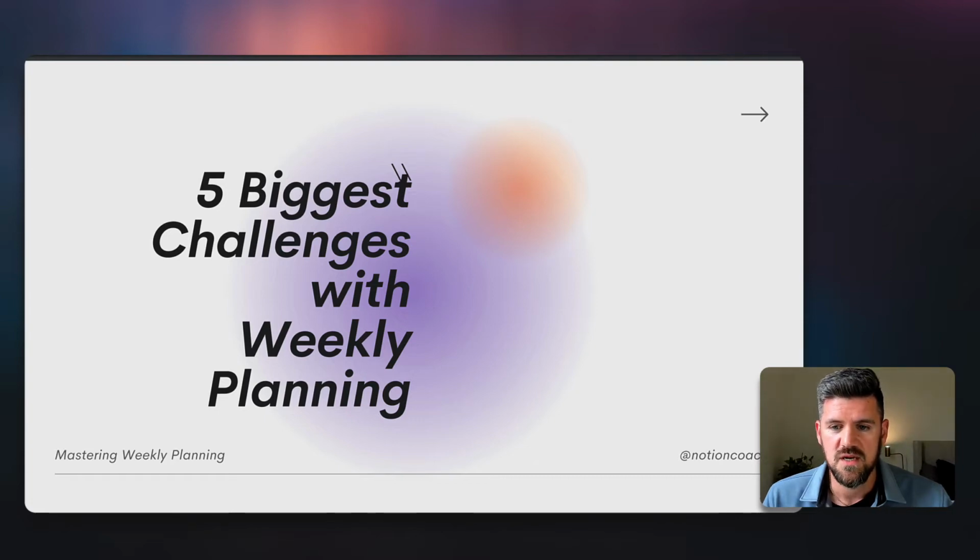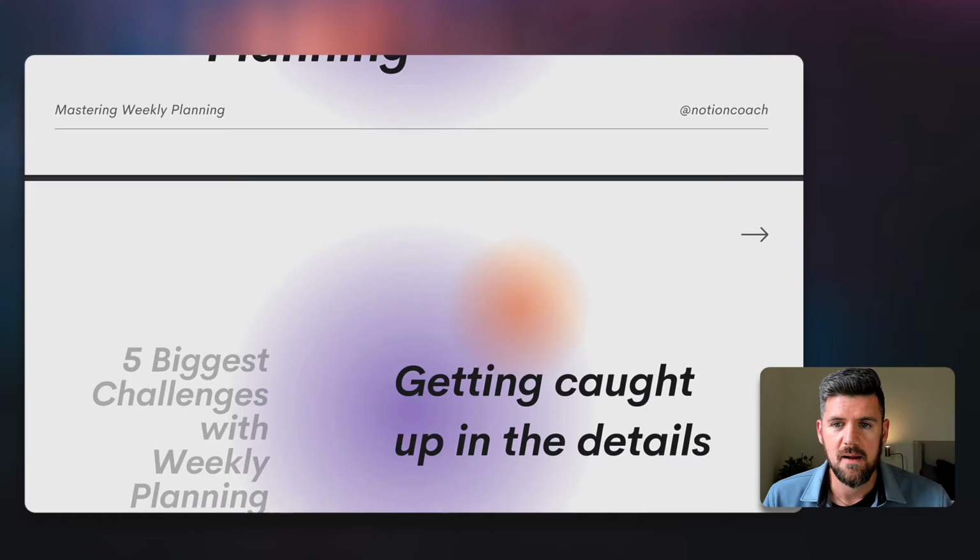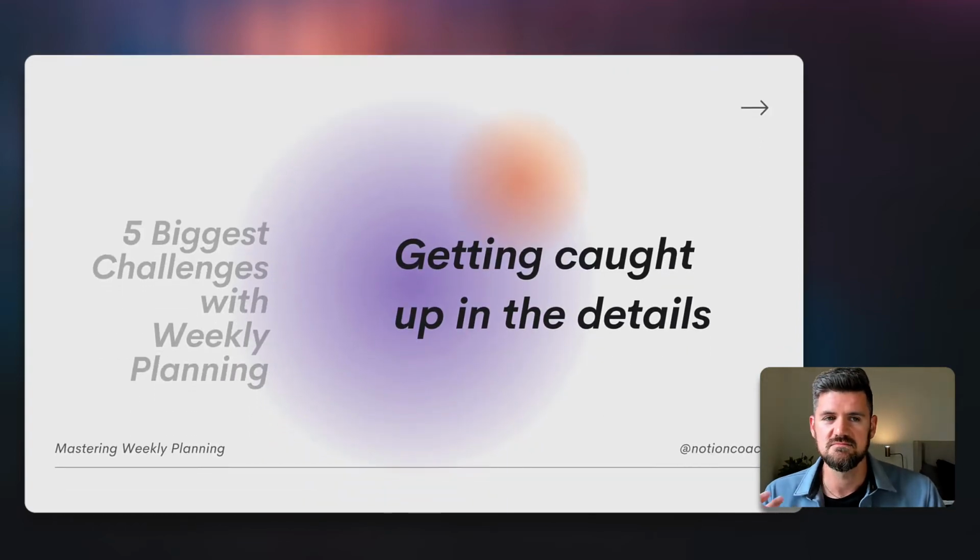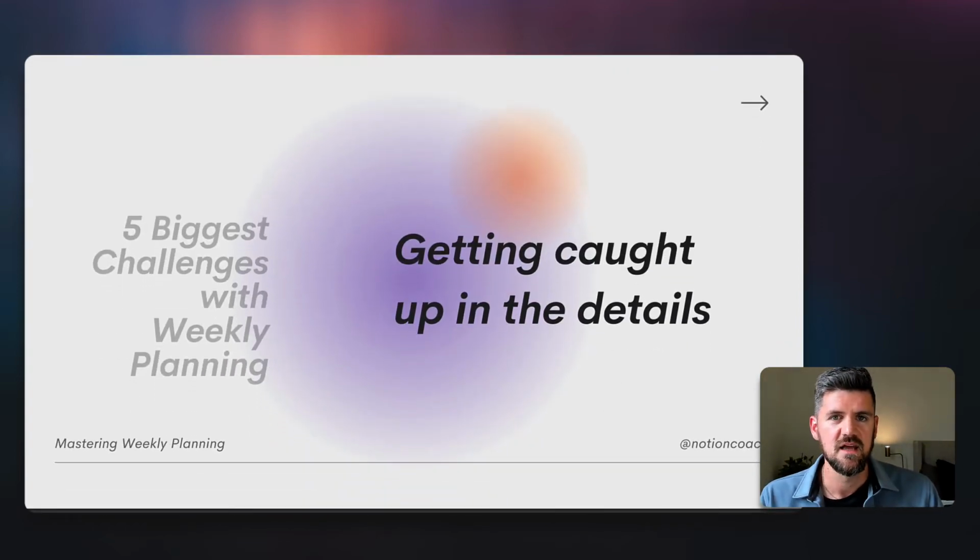So the first one, very common, is getting caught up in the details. It could be helpful to get very granular as to where you are with your week and the schedule, accounting for every minute. But the more time we spend on the micro level and on the details, we're maybe spending less time on bigger goals, whether those are annual goals or quarterly objectives or key results. So, something to think about there.